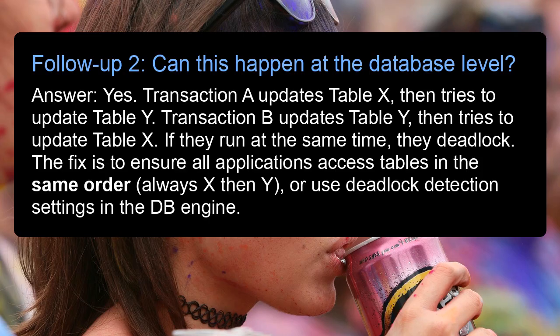Follow-up 2. Can this happen at the database level? Answer: yes. Transaction A updates table X, then tries to update table Y. Transaction B updates table Y, then tries to update table X. If they run at the same time, they deadlock. The fix is to ensure all applications access tables in the same order, always X then Y, or use deadlock detection settings in the DB engine.